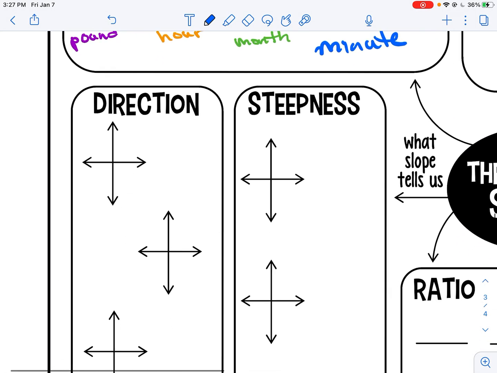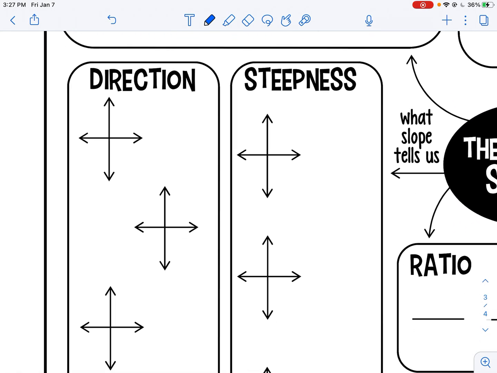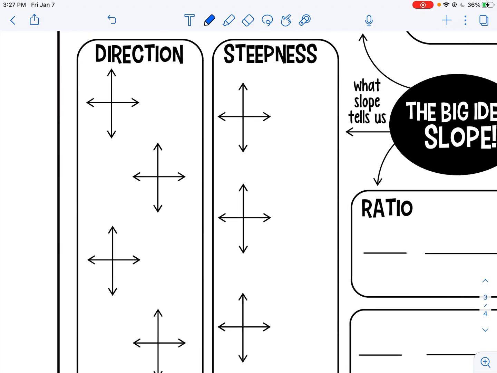Now, two things that we have with slope are always the direction and the steepness. Direction: if I look at this, the direction on this is increasing, and when it's increasing, we're talking about it being a positive slope. When it goes this way, it is decreasing, and it has a negative slope. That's an N, by the way.